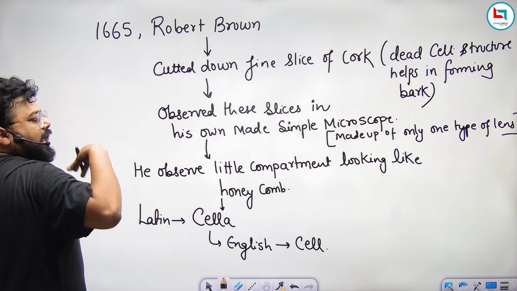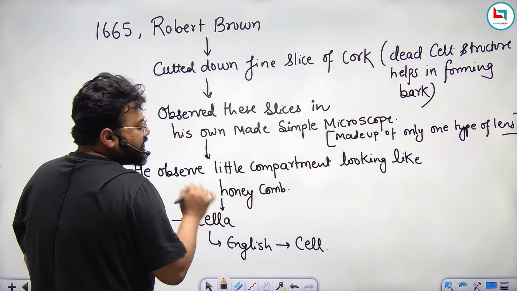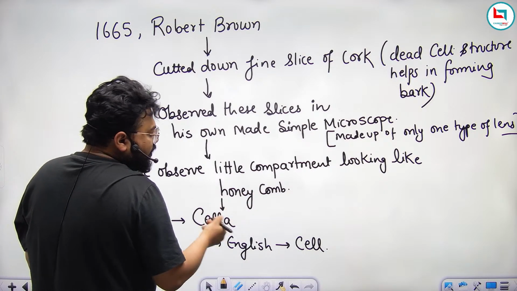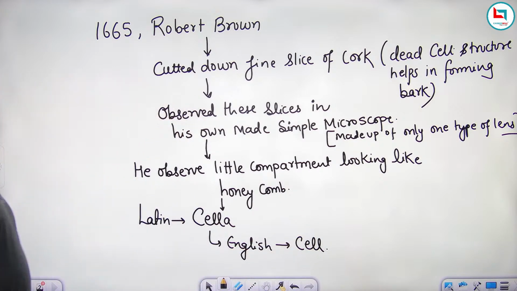So in the Latin language, these honeycomb-like structures are known as cella, and in English we convert this cella into a simple terminology, that is the cell, which is the basic or the fundamental unit of life. Is that clear to everyone?